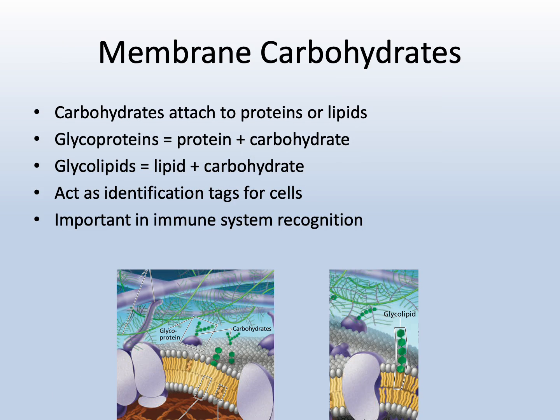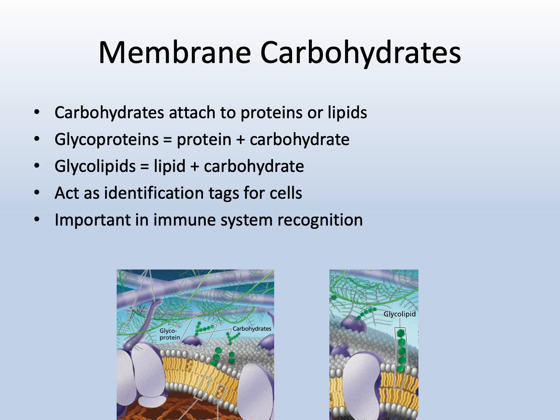Although carbohydrates make up only a small part of the cell membrane, they play some very important roles. In the membrane, carbohydrates are usually attached to either proteins or lipids. When a carbohydrate is attached to a protein, the structure is called a glycoprotein. When a carbohydrate is attached to a lipid, it's called a glycolipid. These carbohydrate-containing molecules stick out from the outer surface of the cell membrane, almost like tiny antennae or name tags.